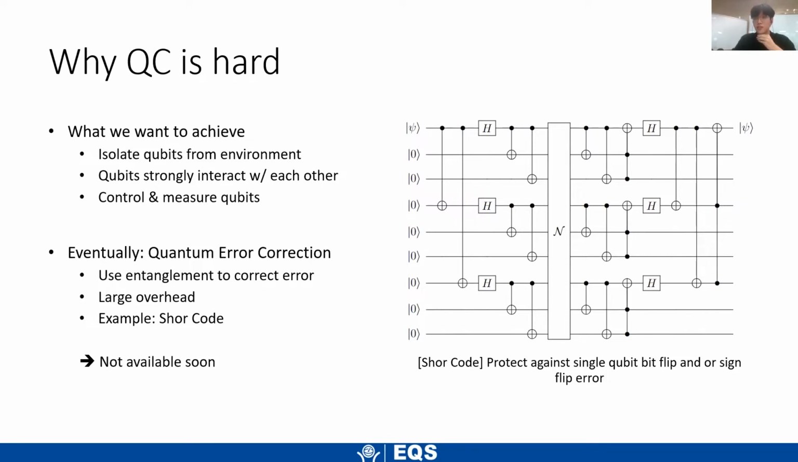And so that is why quantum computing is difficult to implement. And eventually, we want to use quantum error correction. So this is a method of correcting error using entanglement. And we want to do this to eventually make logical qubits that have very low error, or error that we can reduce to an arbitrarily small level. But the problem is that this has a large overhead.